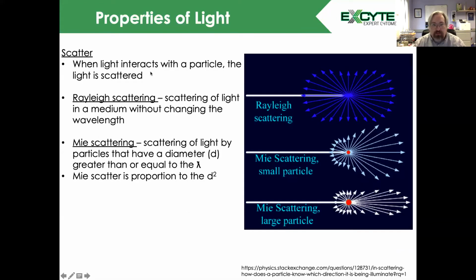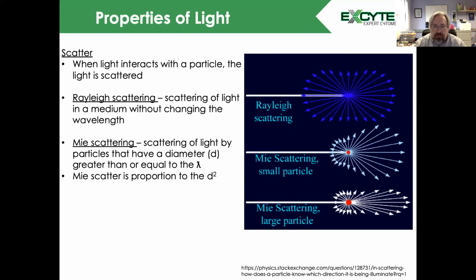Another property of light is the concept of scatter. Where light interacts with a particle, that light can be scattered. Rayleigh scattering is a scattering of light in a media without changing wavelength. This is useful for some new instruments coming out that are looking at cells using label-free methodologies. In flow cytometry, we focus on something called scatter, which is the scattering of the light by particles that have a diameter greater than or equal to the wavelength of light. The larger the particle, the greater the scattering. So this is why we say forward scatter. The larger particles have a higher forward scatter.